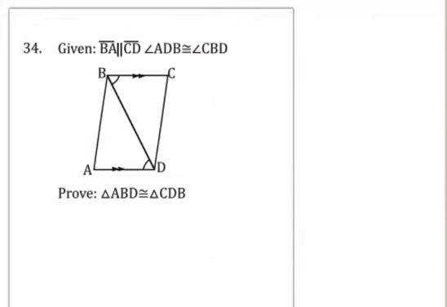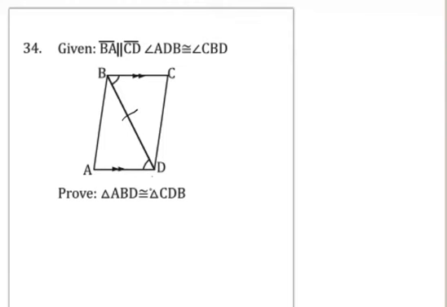Alright, we got parallel lines again. We got some information. It's already drawn into my picture. I know that this side's congruent to itself. And if these lines are parallel, we know that these two angles are congruent, and they're actually given to me, ADB and CBD are there.